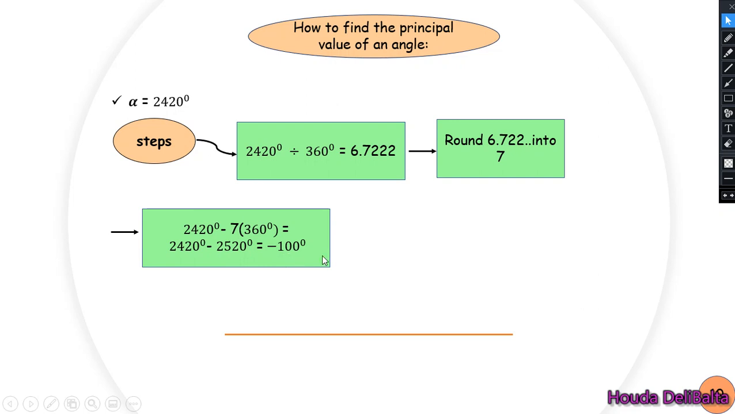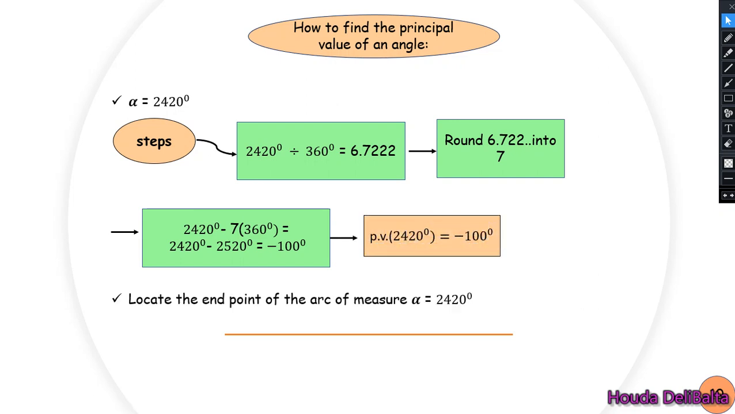That never mind, because all I care about is that my answer belongs to the interval minus 180, 180. So it must be an angle that measures a value between minus 180 and 180. So this is what we call the principal value, PV, of 2420.